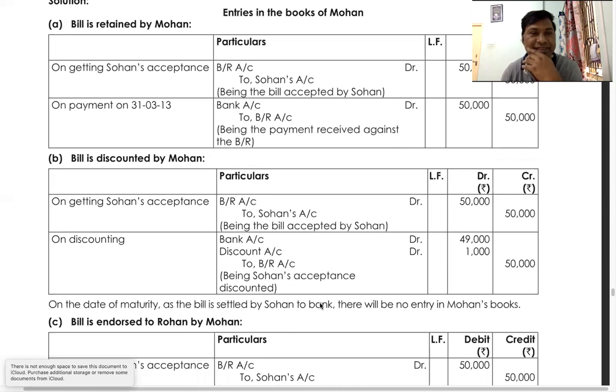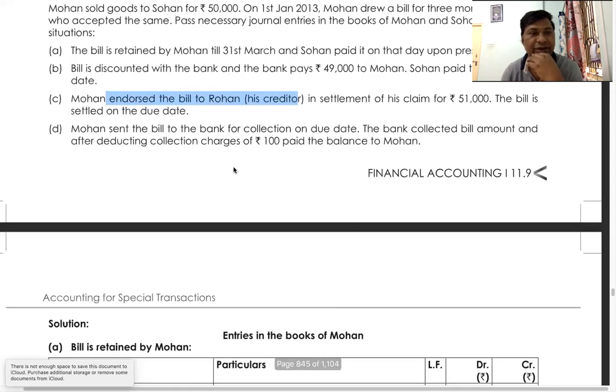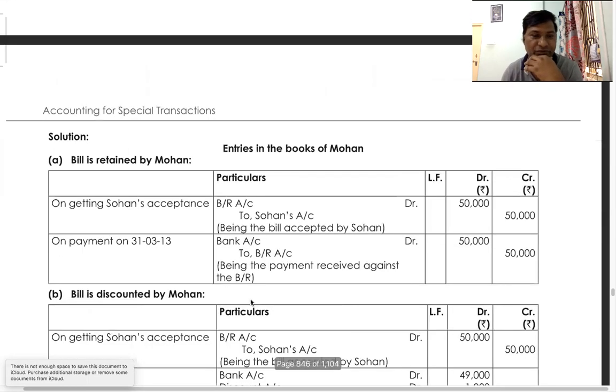Next is the fourth scenario. Mohan sent the bill to the bank for collection on the due date. The bank collected this bill, and after deducting the collection charges of 1,000, paid the balance to Mohan. Look at this scenario, the fourth scenario.